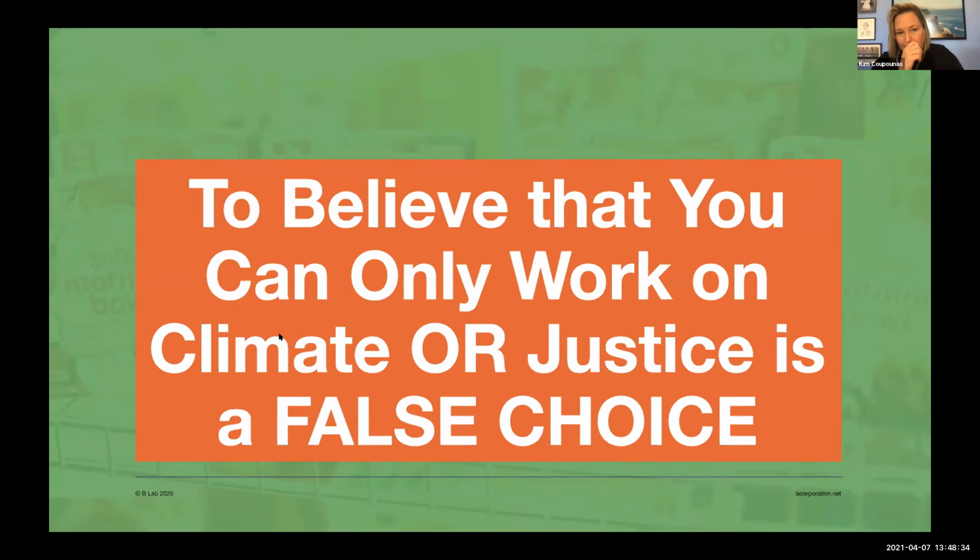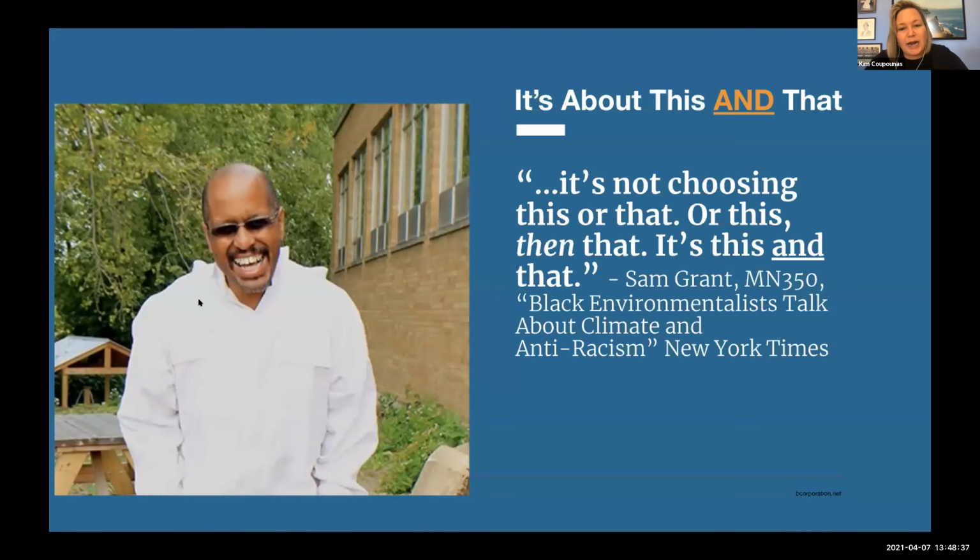Next slide. There's a fantastic climate activist named Sam Grant, who's part of 350.org, and he says, it's not choosing this or that, it's this, then, or this, then that. It's really about this and that. Next slide.